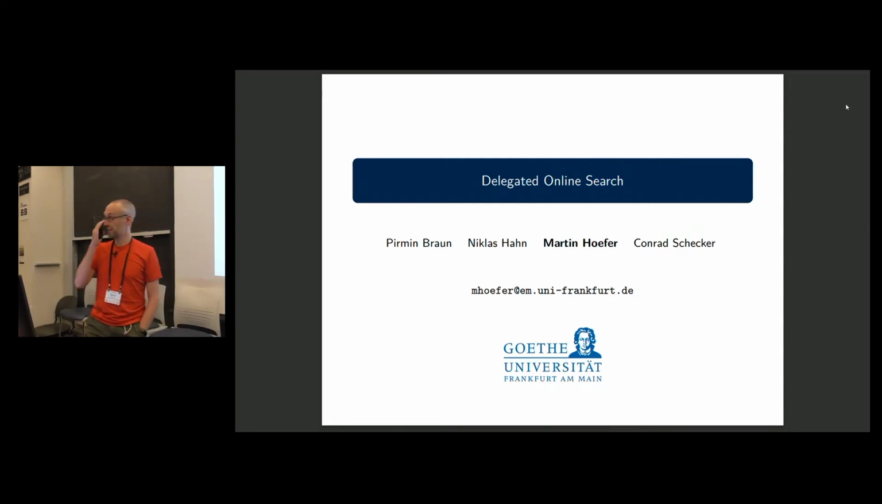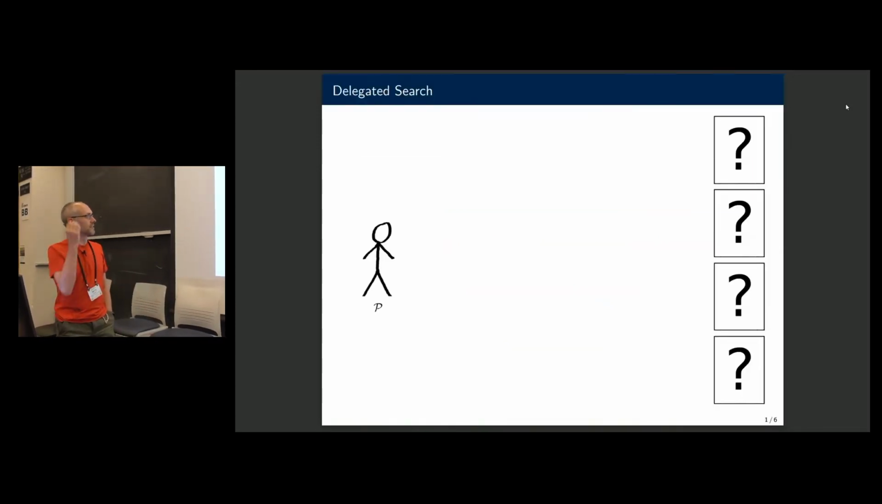Yes, hello everyone. It's good that there were so many previous talks on the delegated search model, because then I don't have to talk about it that much. This is joint work, by the way, with Pirmin, Nicklas, and Conrad, who are at various places right now. Pirmin is in industry, Nicklas is in Sorbonne, Conrad is still in Frankfurt, and I'm also in Frankfurt. Good. So what's the deal here?